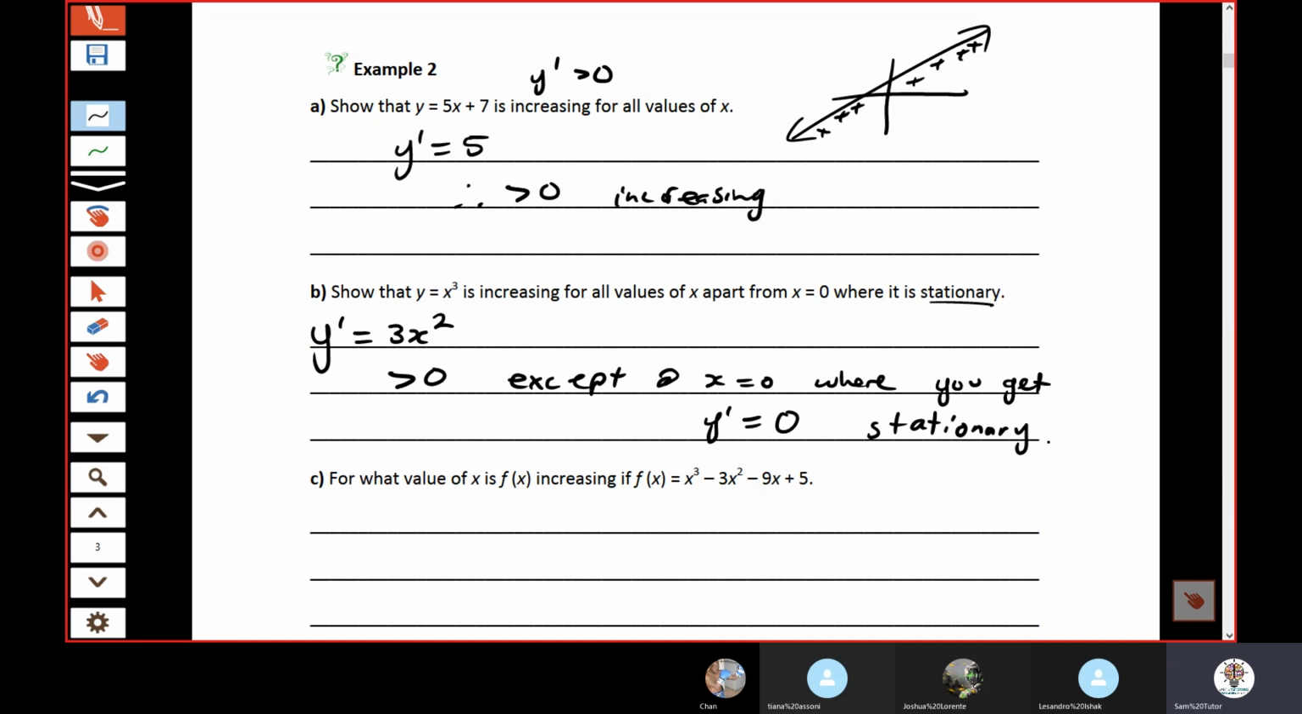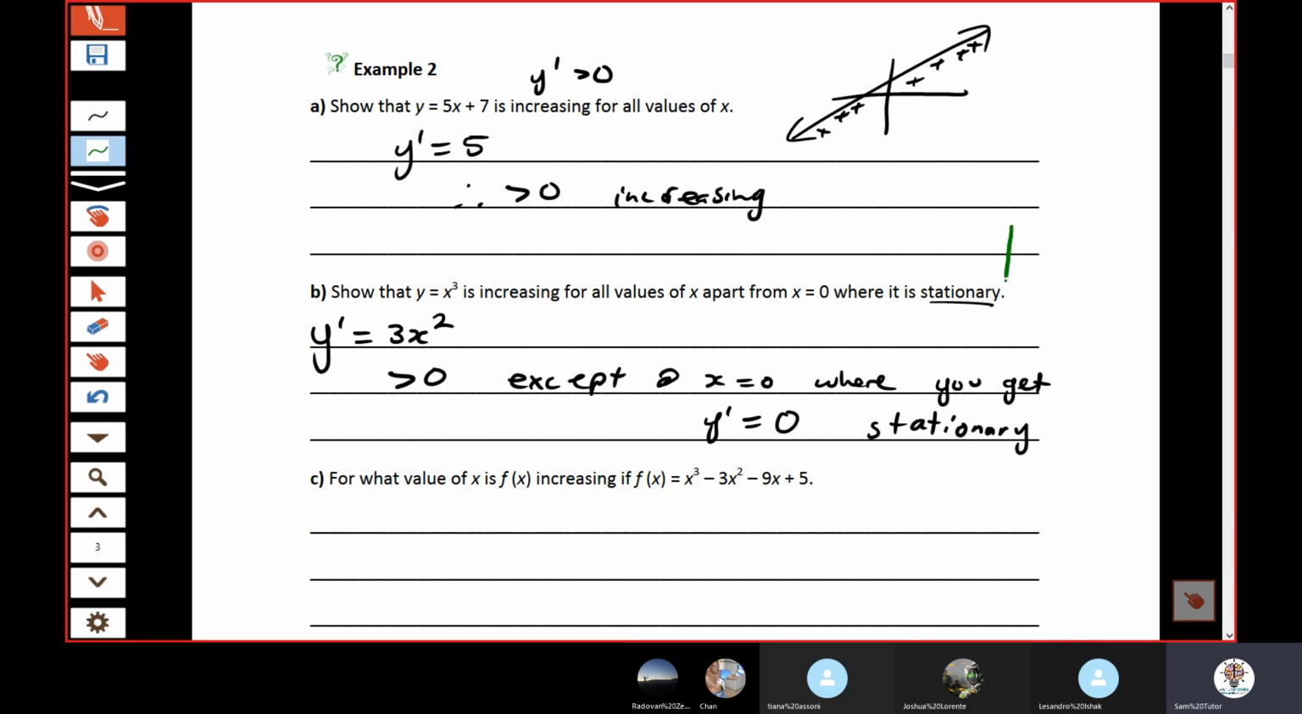Any questions? No? Again, reread the question maybe. Show that y equals x cubed is increasing for all x apart from 0 where it is stationary. Well, think about it. Y dash is 3x squared. Tiani said no matter what x I sub in, it's actually always positive. You're right. Except where x is 0, where you will get y dash is stationary. Good point to make.